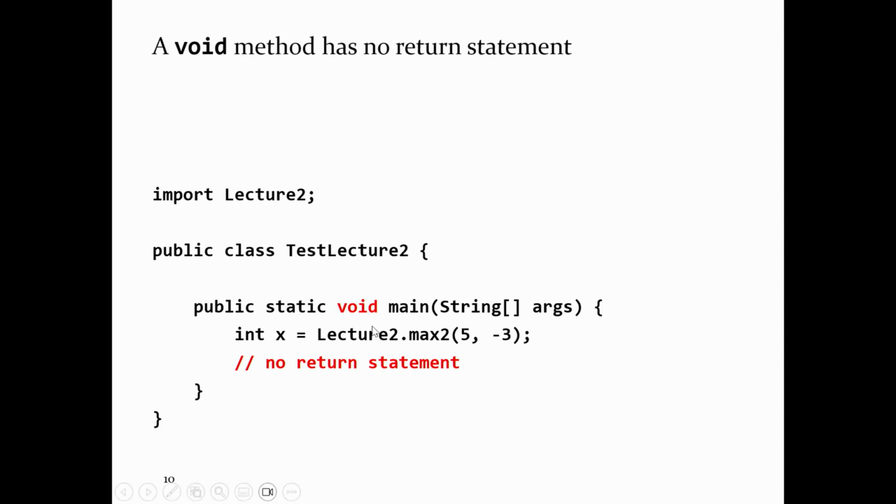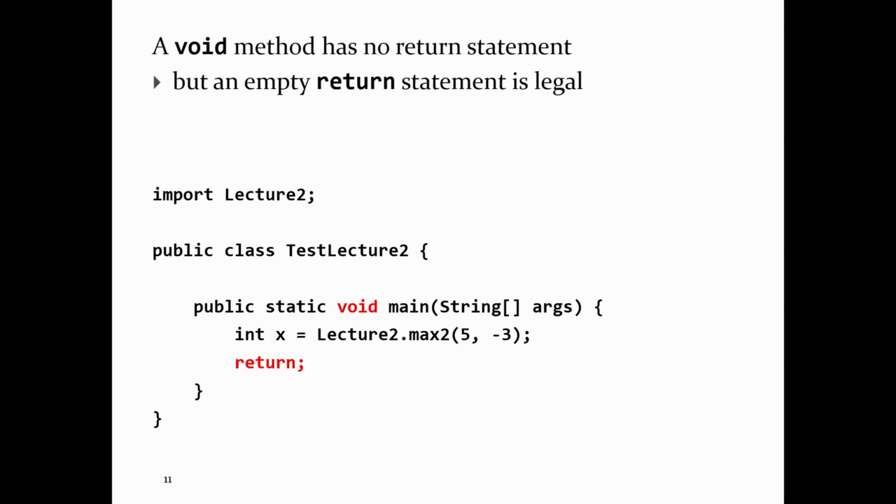If you have a void method, there's no return statement. You don't return anything from a void method. If you really want to, you can write just return, nothing else. That's legal, but no one writes that.